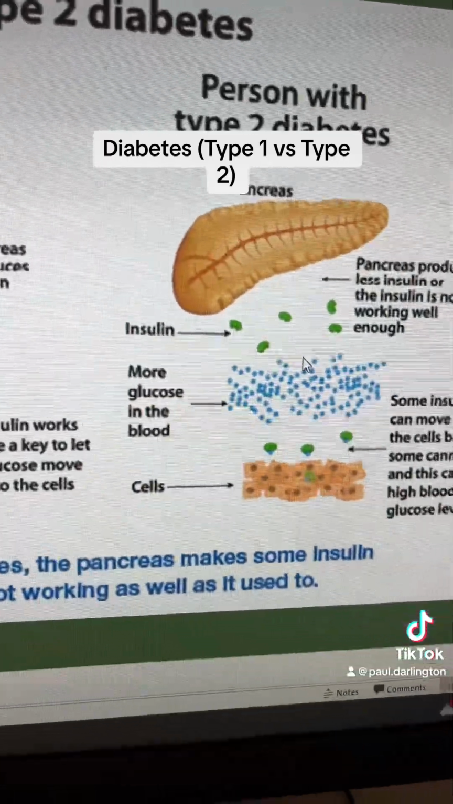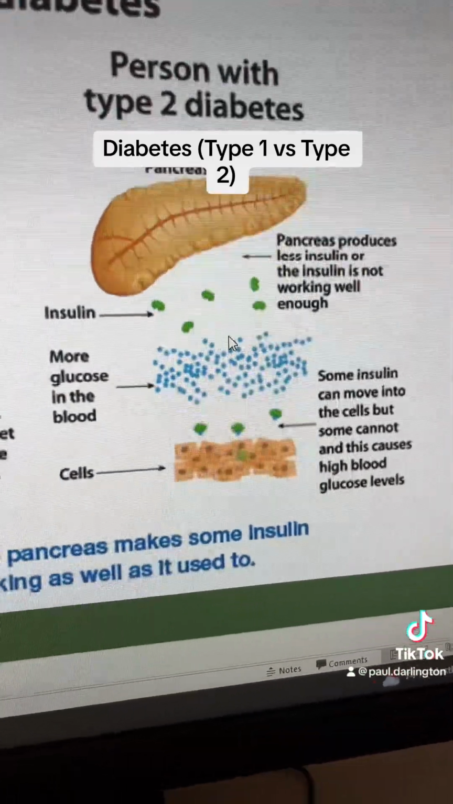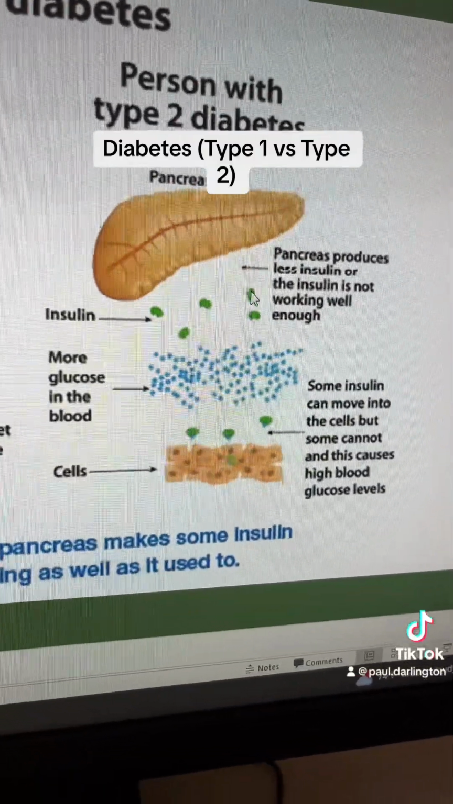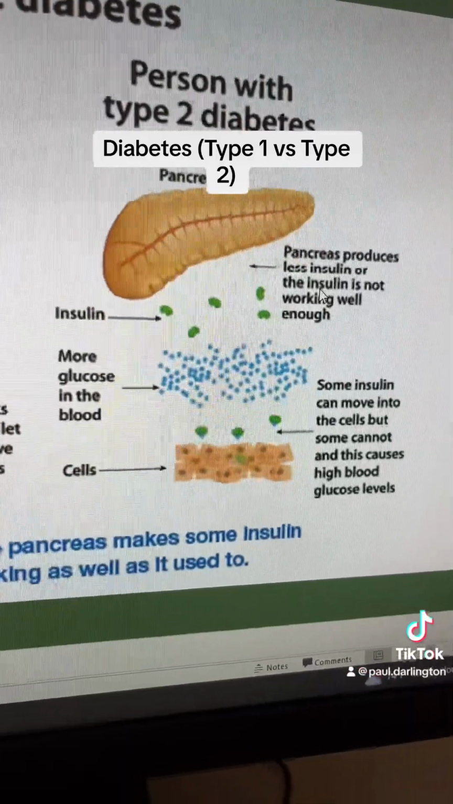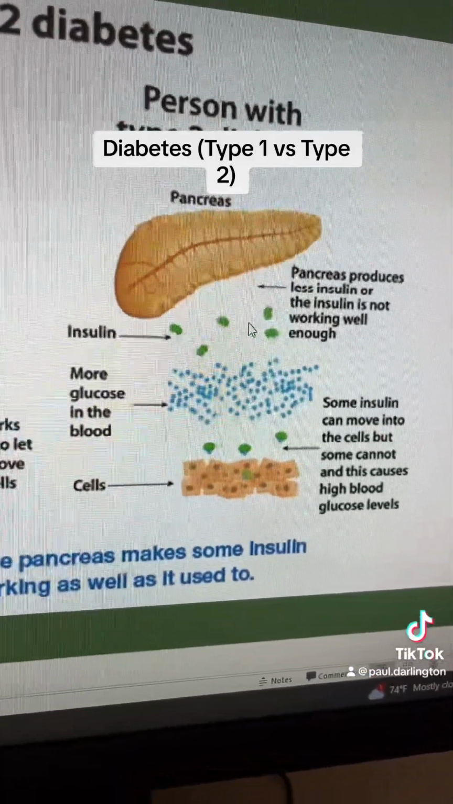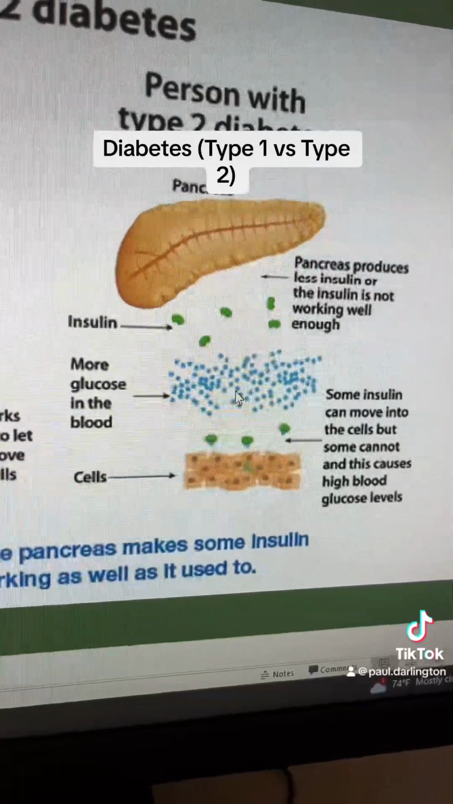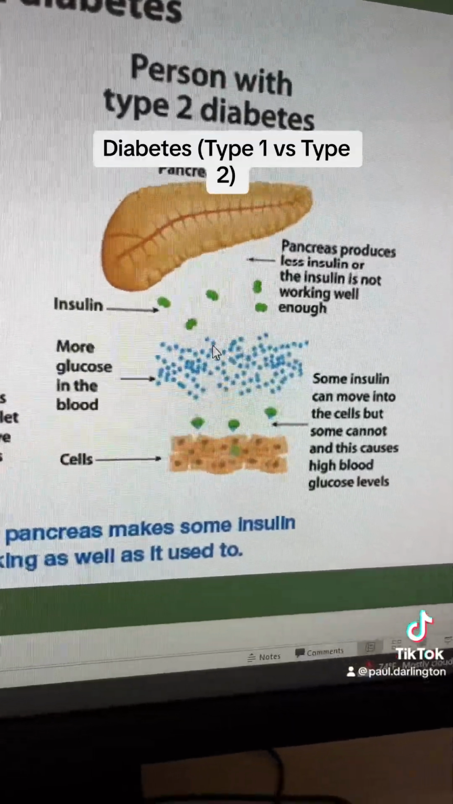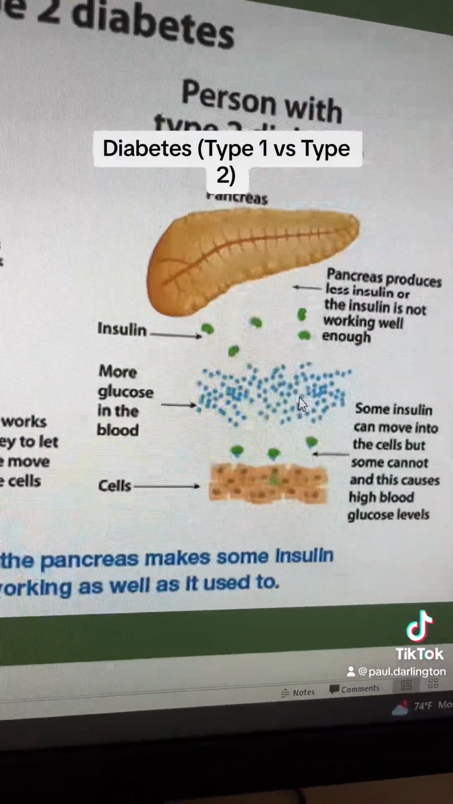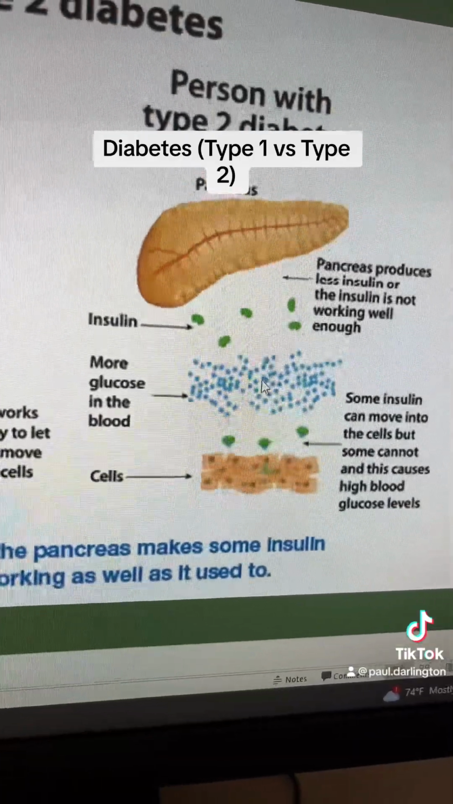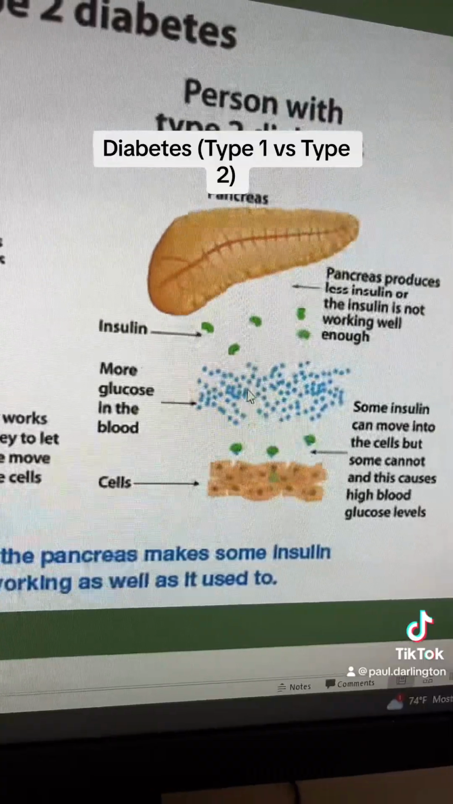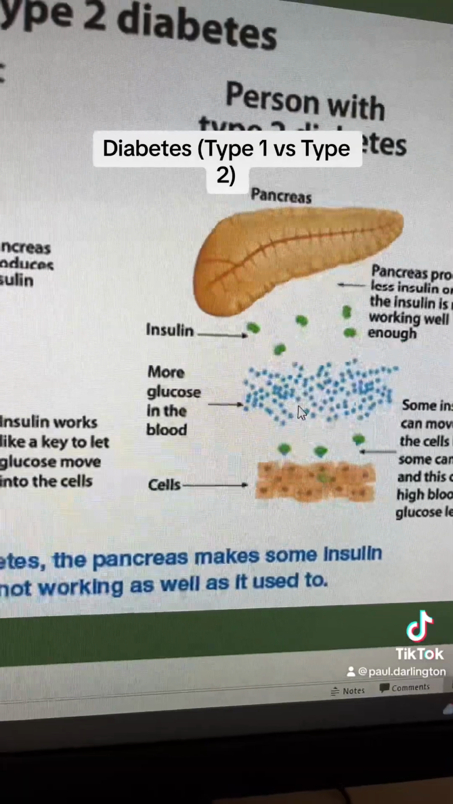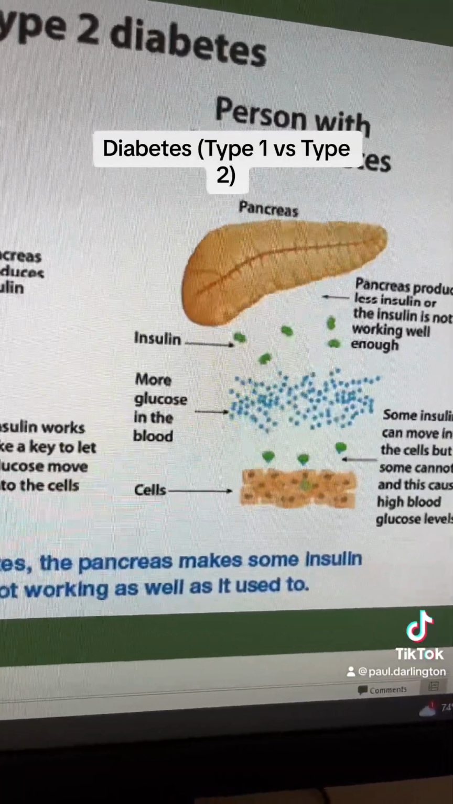Now let's look at type 2 diabetes. When we say a person has type 2 diabetes, in this case, the pancreas is producing insulin, but the problem is it's not working effectively. So it's not producing as much as is needed to control the blood sugar. Even though insulin is being produced, it could be that there is some form of insulin resistance. So glucose is not being reduced in the bloodstream because the insulin is not working effectively. So that's basically the difference between type 1 versus type 2 diabetes.